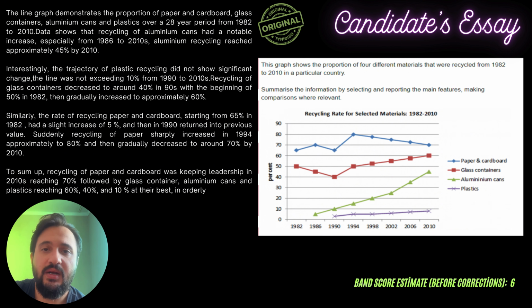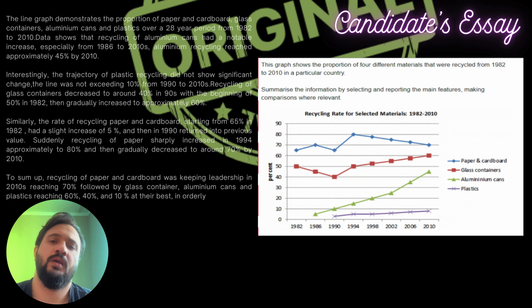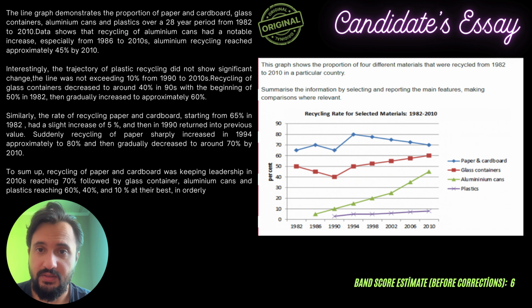To sum up, recycling of paper and cardboard was keeping leadership in 2010, reaching 70%, followed by glass container, aluminum cans and plastics, reaching 60%, 30% and 10% at their best in orderly. So let's see the corrections now. First of all, missing articles.